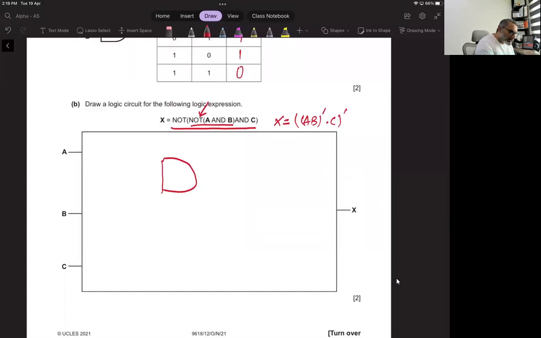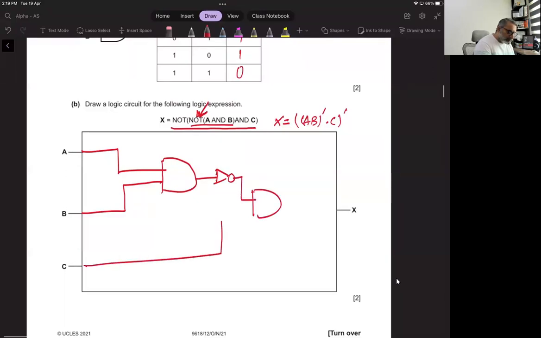since this not is separate, so we will put a separate NOT gate, A and B, and then AND C, and then a separate NOT gate. So whenever you have separate NOTs, we will put separate NOT gates.